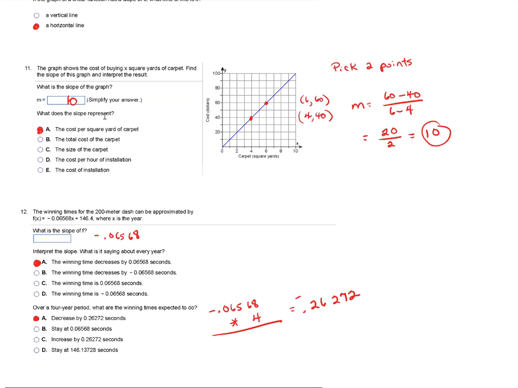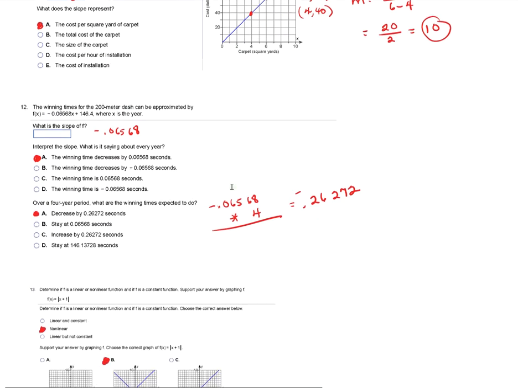What does that represent? Remember, slope is a rate, so it's always going to be something per something. And so we're talking about carpet square yards and the cost in dollars. We don't know anything about installation per hour of install. We don't have any of that. The cost of installation, no. Size of the carpet, no. Total cost, no. But this says the cost per square yard of carpet. Cost per square yard. So that is that one.